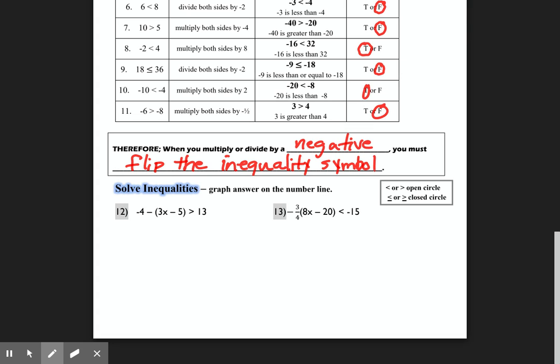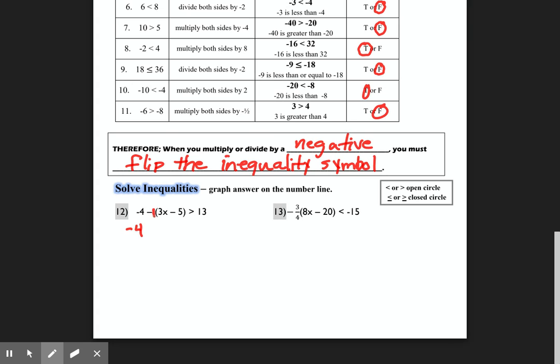In order to make it true, you're going to need to flip the inequality symbol. So let's see what happens when we work some multi-step inequalities here. So we have the -4 we're just going to bring down. That minus sign in front basically says change all the signs inside. Or if you want to put a -1 right there and then do your hippity hoppity, you can do that.